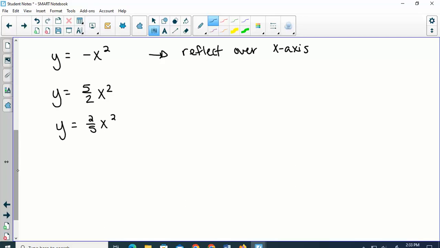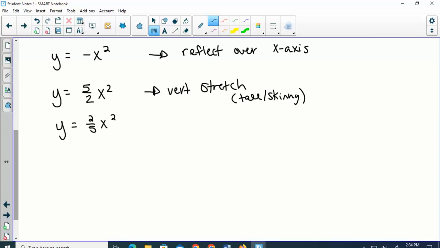Makes it thinner. You stretch it up, so it's like you hold the bottom and you stretch it up so it gets tall and skinny. So we call that a vertical stretch. In terms of what the graph does, it's tall and skinny, because we're just stretching it.